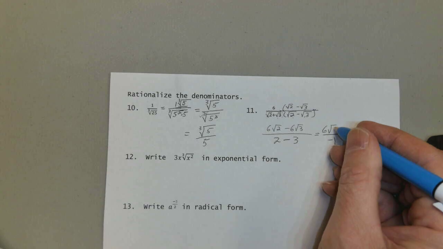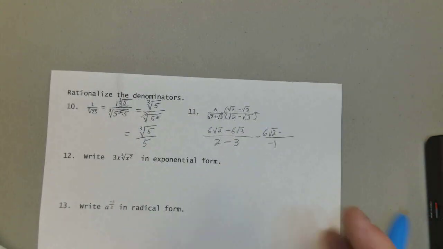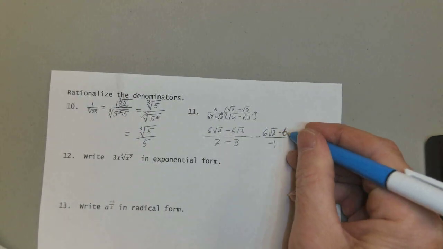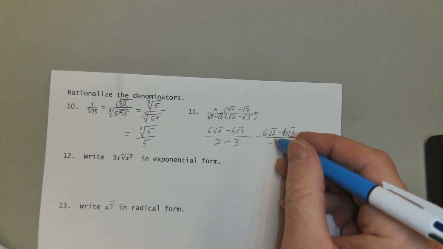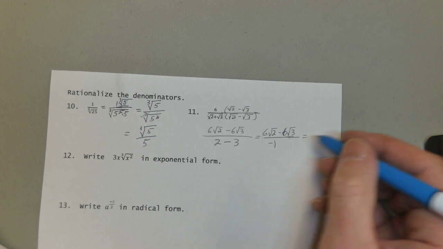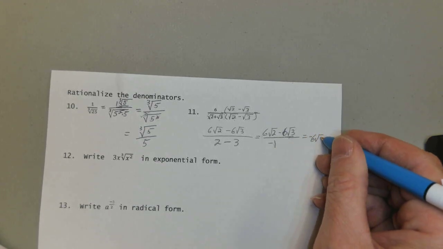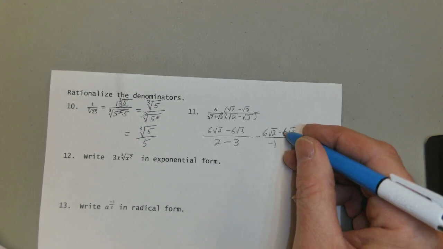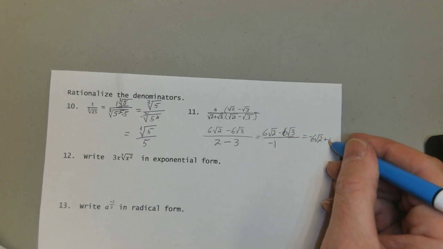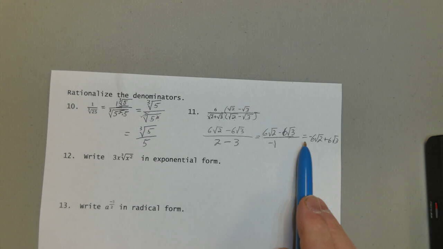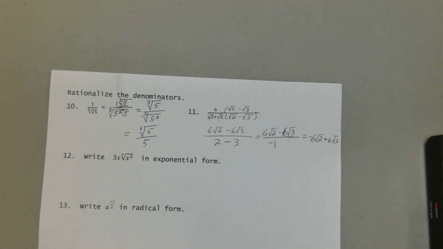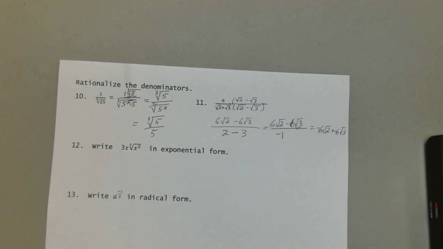So it's 6 radical 2 minus 6 radical 3. If I rewrite that, if I divide both parts by negative 1, I get negative 6 radical 2 plus 6 radical 3. Or you could even rearrange that and write 6 radical 3 minus 6 radical 2. That wouldn't be a bad idea either.